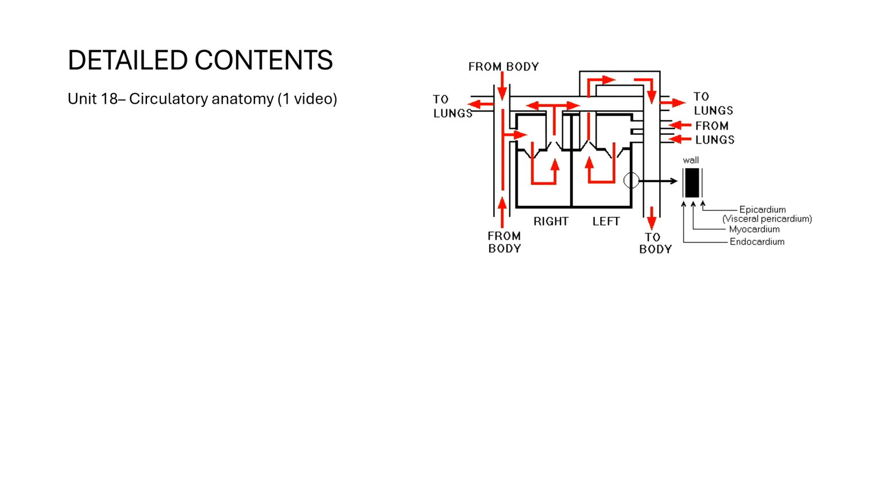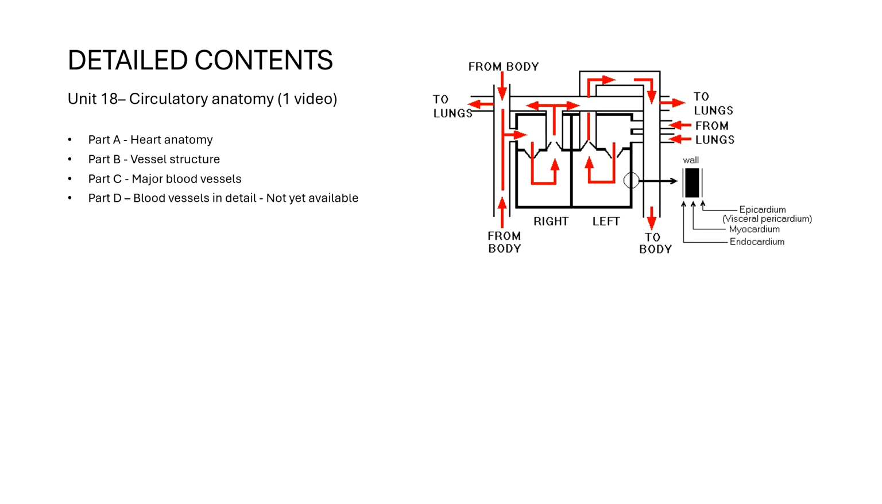Unit 18 covers circulatory anatomy. Part A is the anatomy of the heart, Part B, the structure of blood vessels, and Part C is a look at the major blood vessels. Part D looks at blood vessels in detail. Most of this is not yet available.